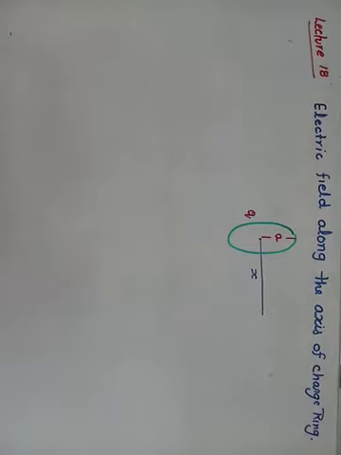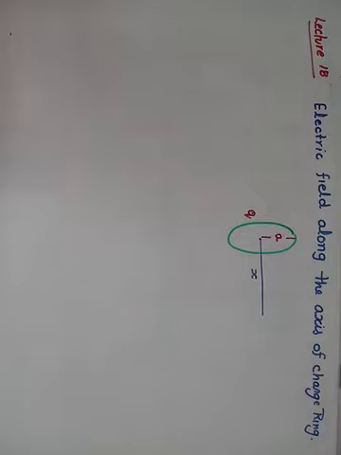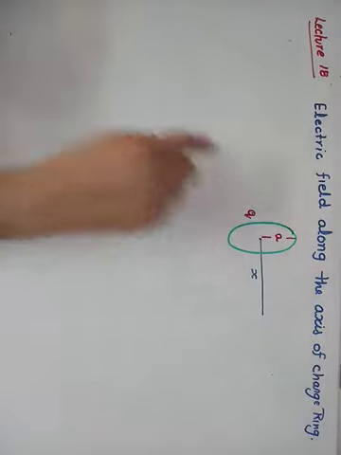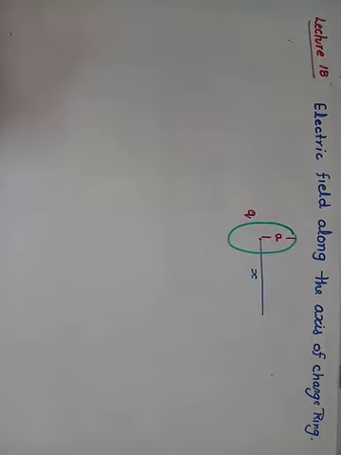Everyone, welcome to the 18th lecture of electrostatics. Today we discuss the electric field due to a ring. We have a charged ring whose radius is a, carrying a charge Q uniformly distributed over it, and at a distance x on its axis we have to find out the electric field.